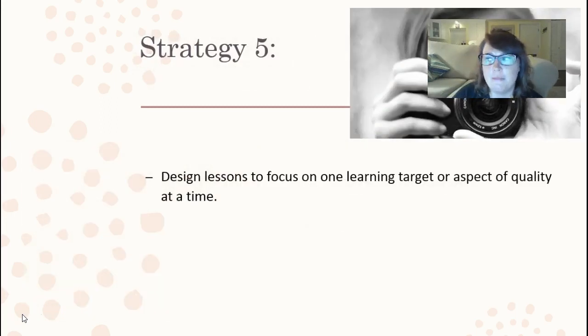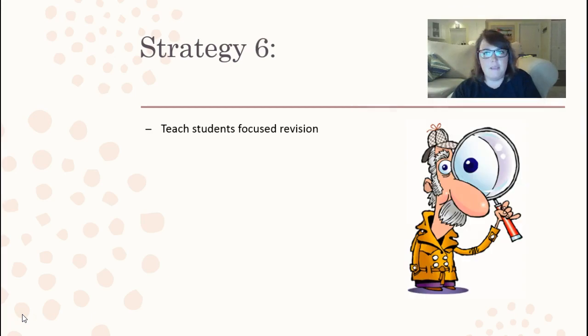Strategy number 5. Design lessons to focus on one learning target or aspect of quality at a time. Teachers should remove some of the complexities at first so students can pay attention to concepts, strategies, and skills. Strategy 5 and 6 go hand in hand. 6 is teaching students the focus revision.